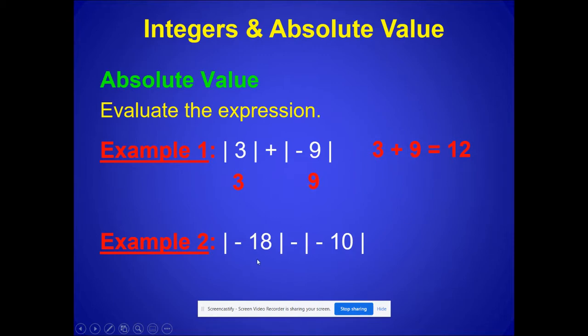The absolute value of -18 is 18, minus the absolute value of -10 is 10. We're going to subtract these two, and 18 minus 10 would be 8.